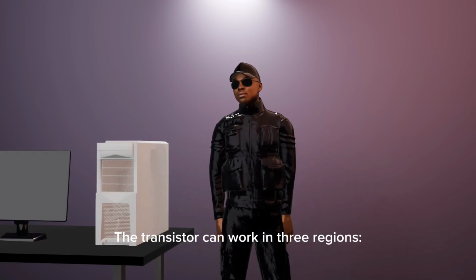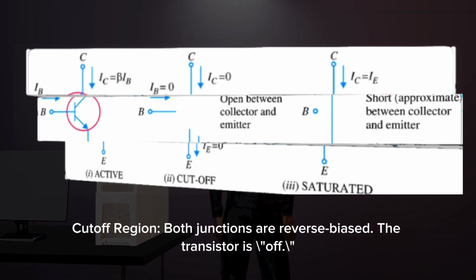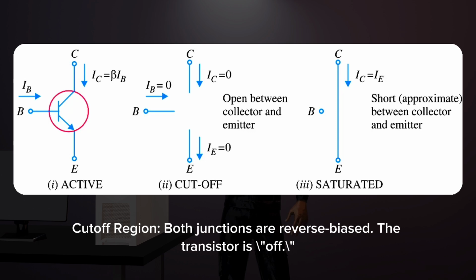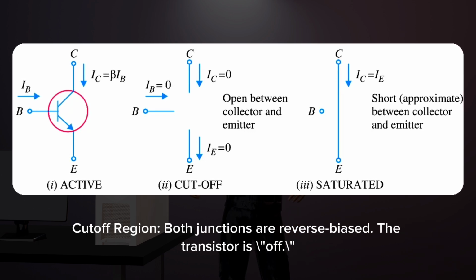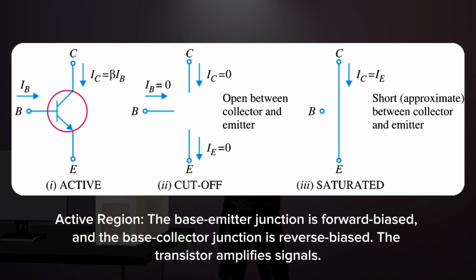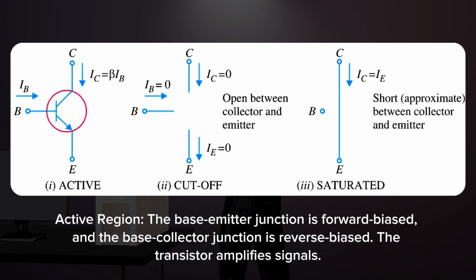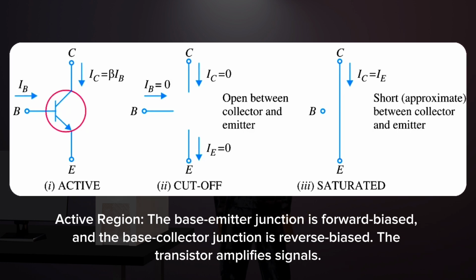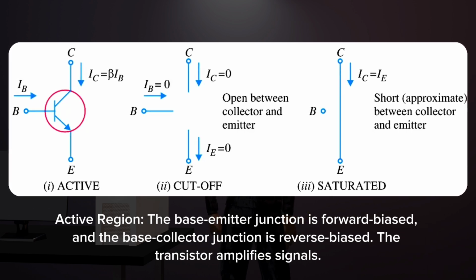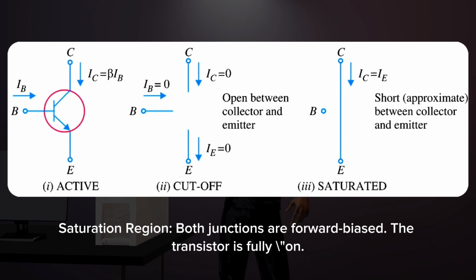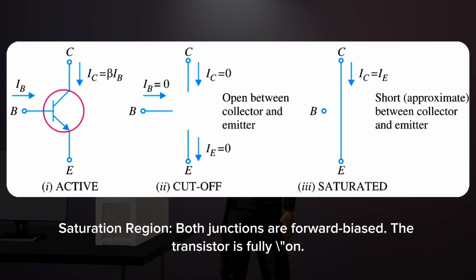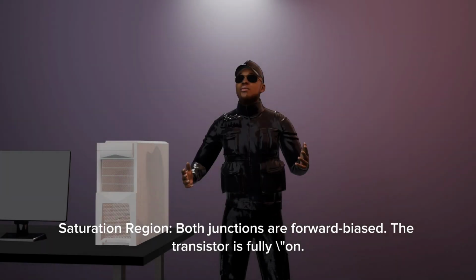The transistor can work in three regions. Cutoff region. Both junctions are reverse biased. The transistor is off. Active region. The base-emitter junction is forward biased, and the base-collector junction is reverse biased. The transistor amplifies signals. Saturation region. Both junctions are forward biased. The transistor is fully on.